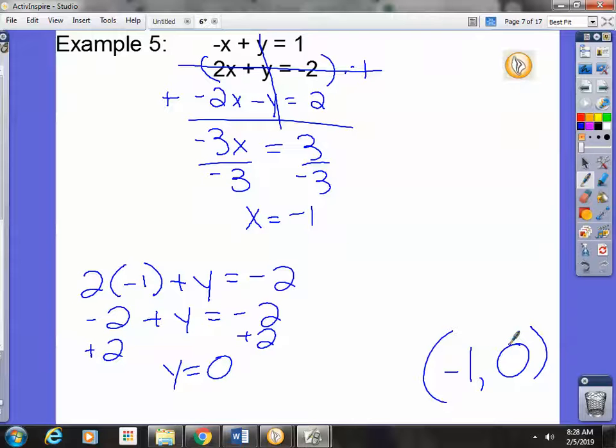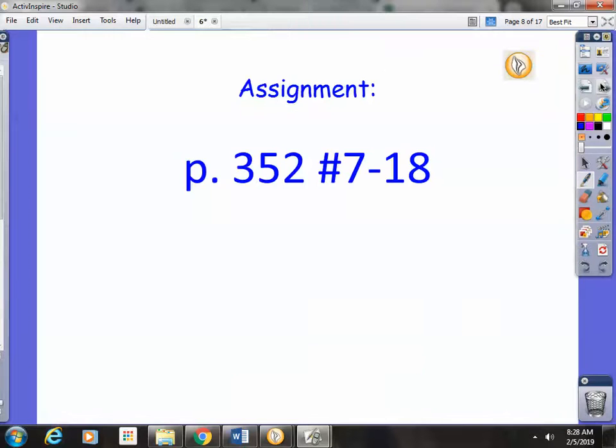All right, we're out of our book today. So you need your textbook. If you don't have one, borrow one from the shelf. We're on page 352, looking at numbers 7 through 18.